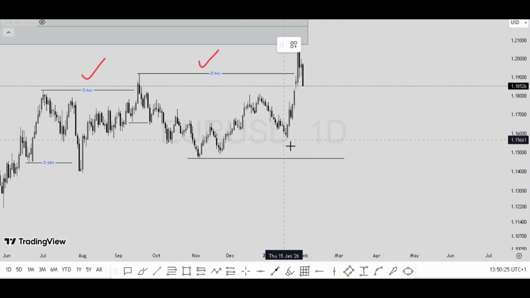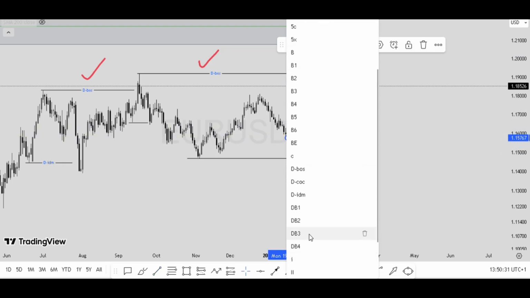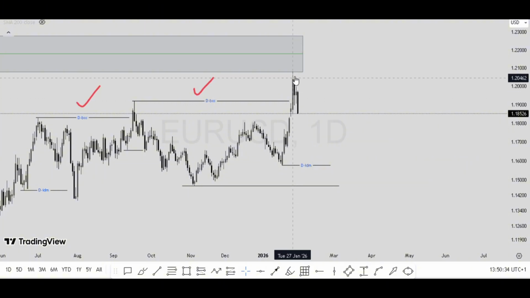So where is our inducement? This is our inducement because this is the last low that the market created. So this is our daily inducement. And as you can see, sometimes the market will come here.